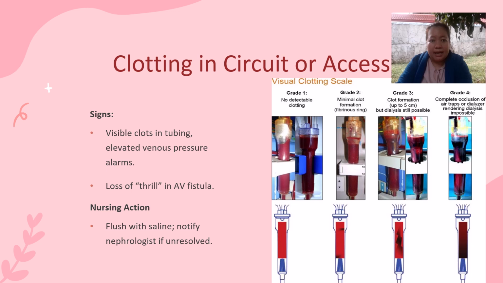Next is clotting in the circuit or access. The signs are visible clots in the tubings, elevated venous pressure alarms, and loss of thrill in the fistula. The cause is sometimes because the patient is on heparin-free dialysis, or it depends on the clotting factor of the patient. If we see visible clots like this, flush with saline and return the blood of the patient ASAP, as soon as possible. Then notify the nephrologist if not resolved.